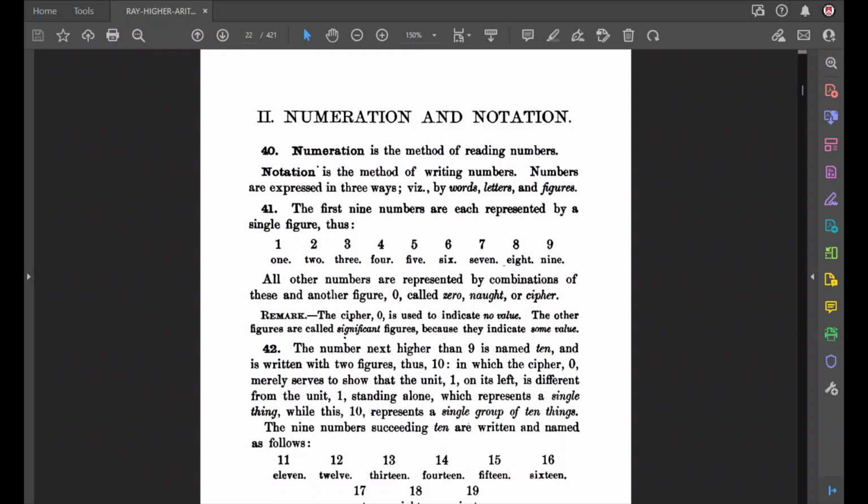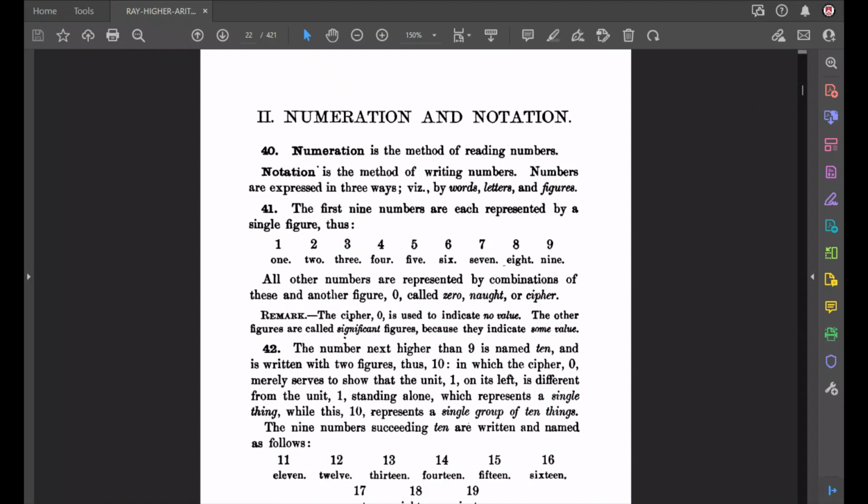Okay? Then in Article 41, we have these simple number lessons. We learn the names and figures of the first 9 numbers. The first 9 numbers are represented by a single figure. So we learn the figures of Arabic numerals in Article 41. And of course, the author of this book knows that you know these things.